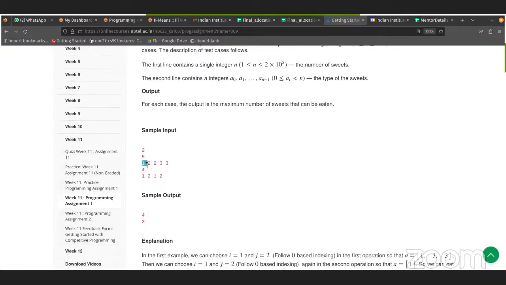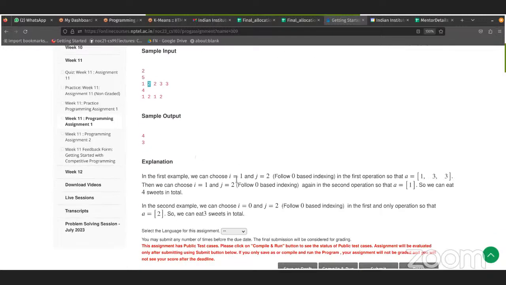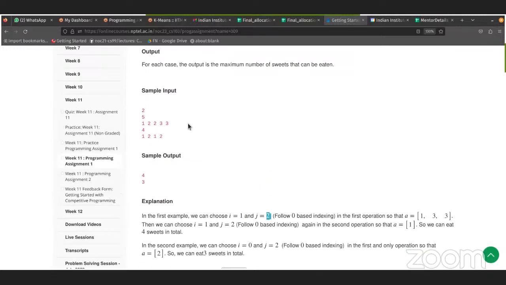Let me take this array: 1, 2, 2, 3, 3. Here I find that this 2 and this 2 are the same. With 0-indexing, I can find i equal to 1 and j equal to 2, where a_i equals a_j. If I remove these two, I'm left with 1, 3, 3. Now let me select 3, 3 again, with i equal to 1 and j equal to 2, and I'll be left with just 1. In total, I ate four sweets. So that's going to be my answer.